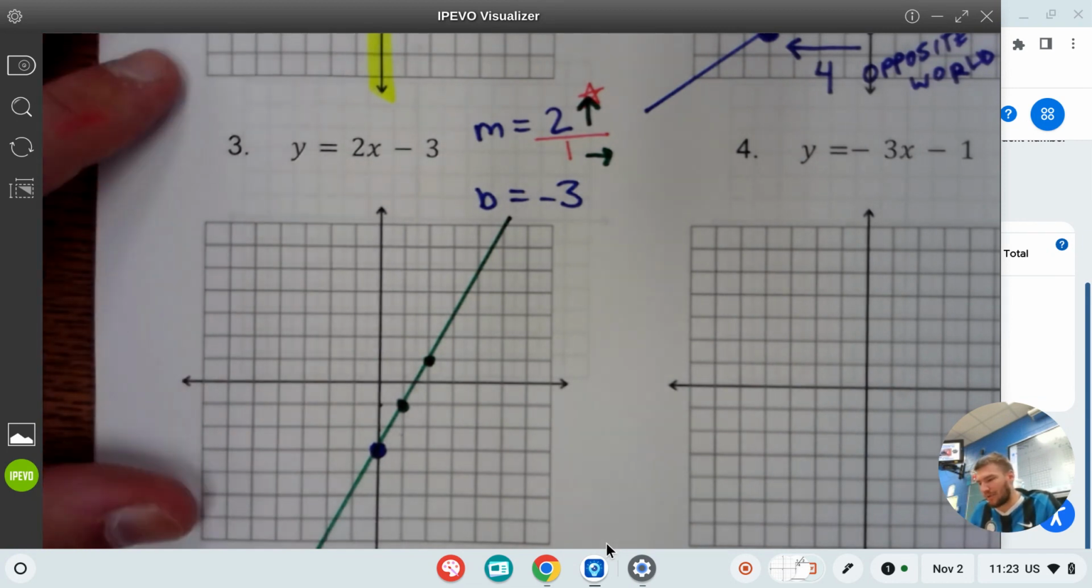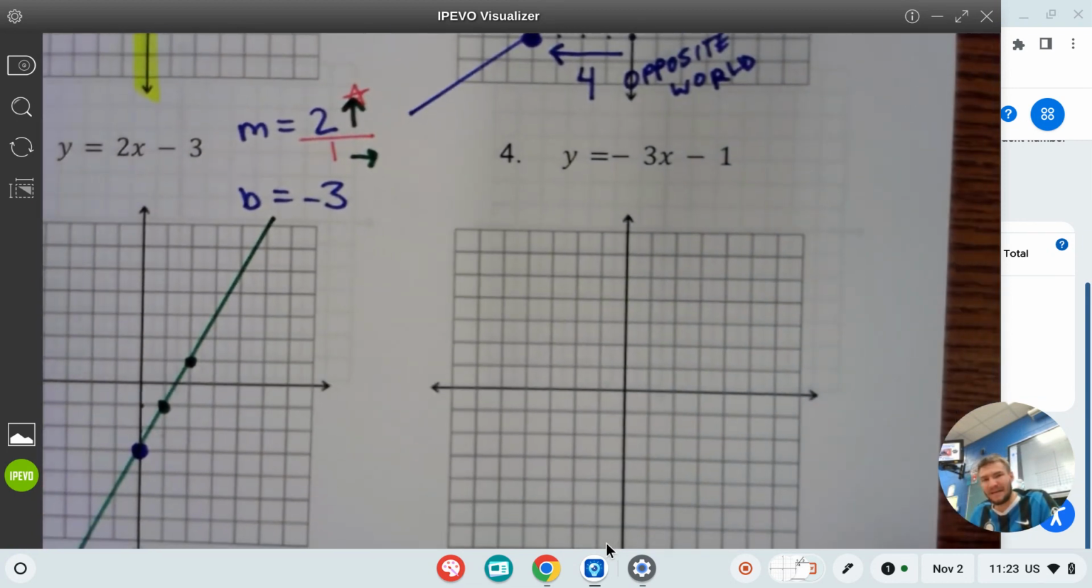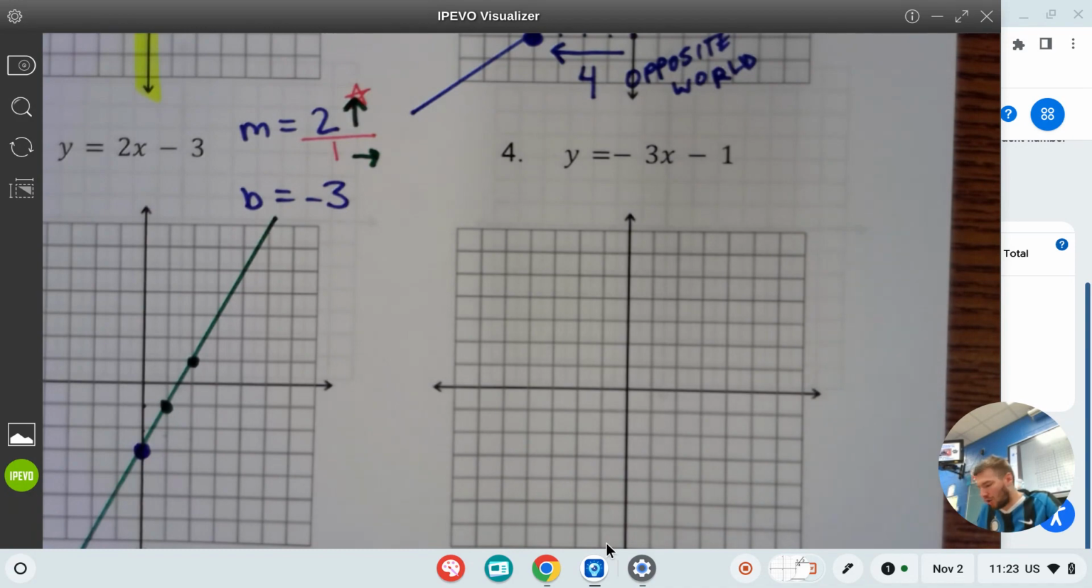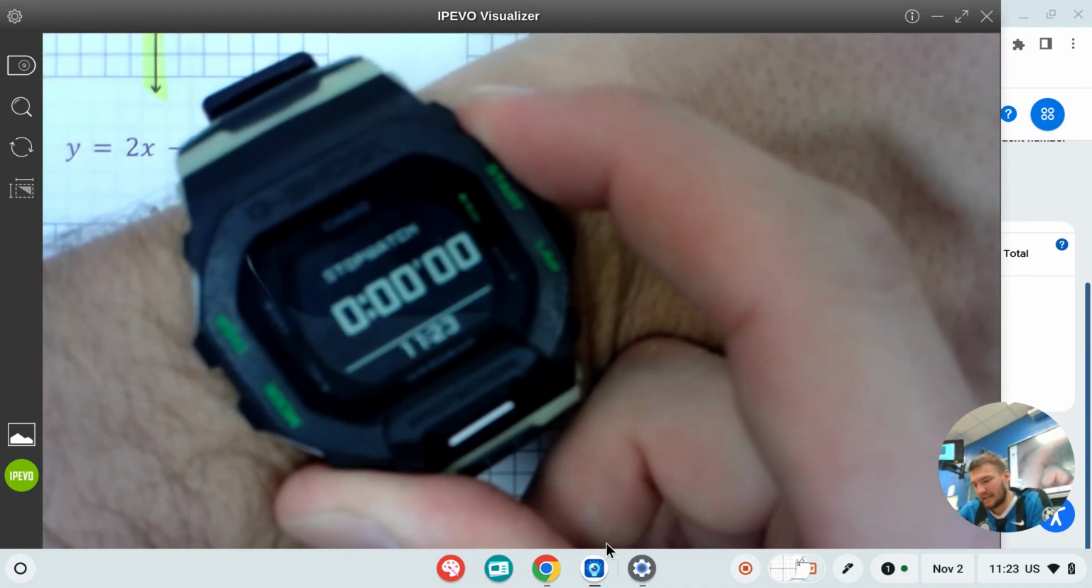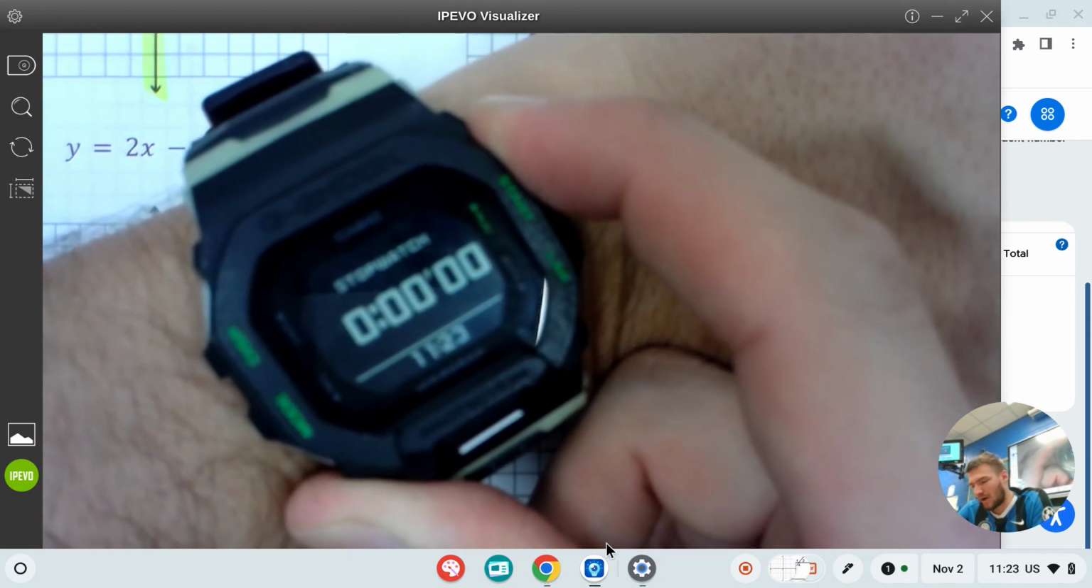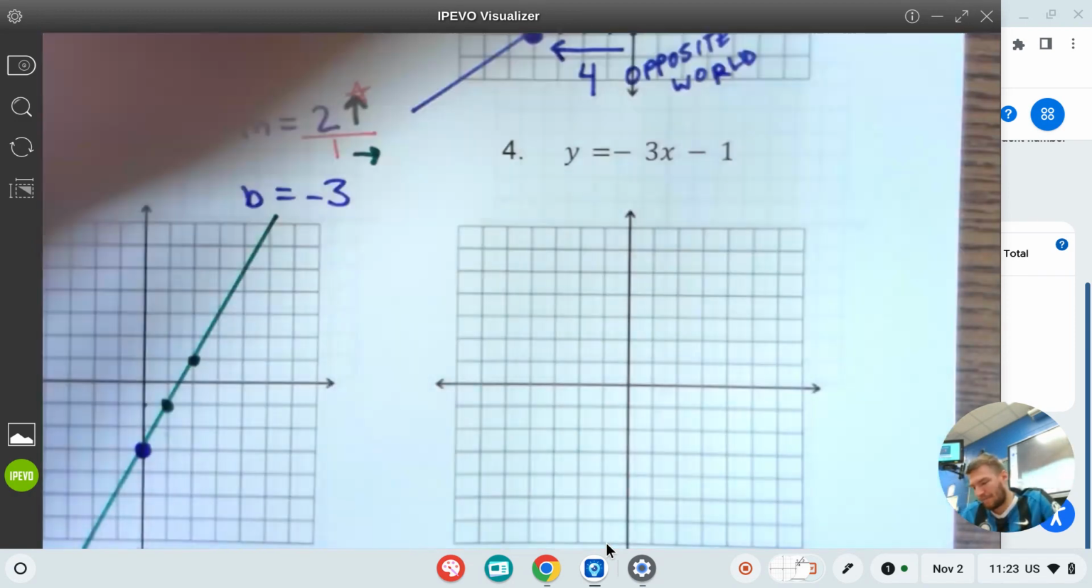And we're going to do number 3. We're going to speed it up. We're going to go ultra fast. We're going to start our timer. We're going to see how long it takes. Are you ready for number 4? Ready, set, go. All right.